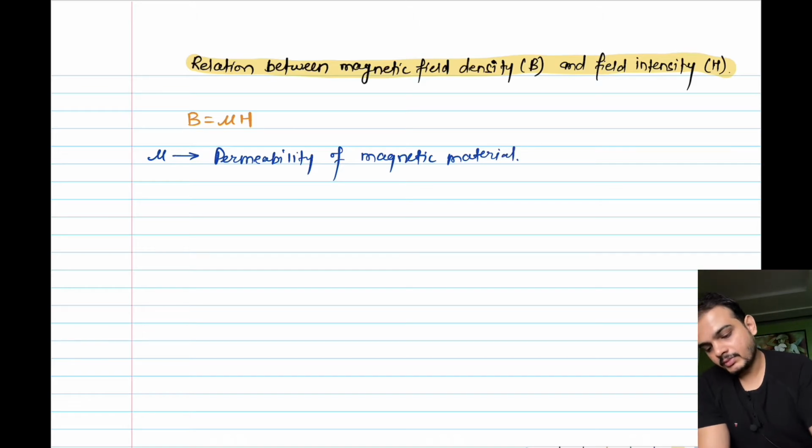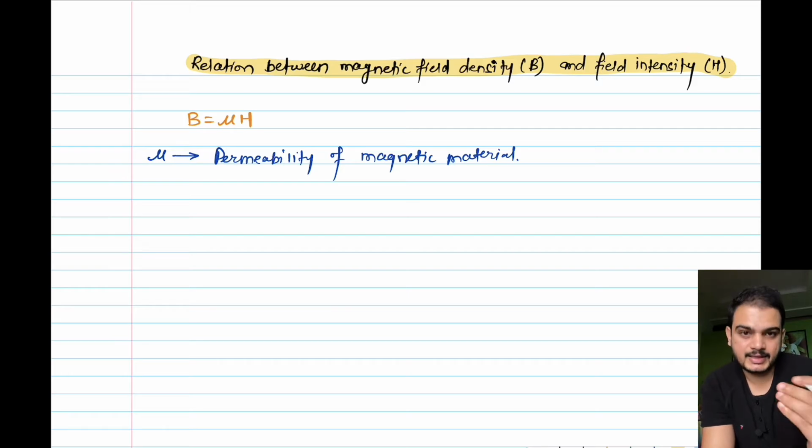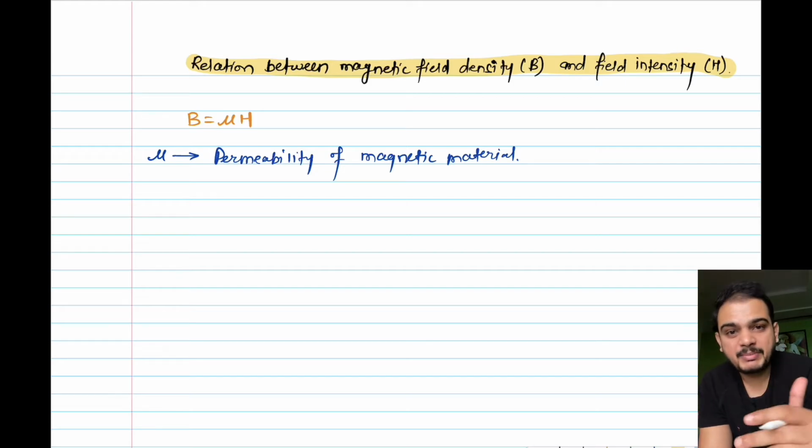Now, what does permeability mean? It is a permission to the flux lines. The meaning of permeability is nothing but a permission to the magnetic flux lines. The more the permission, the more will be the permeability. The lesser the permission, the lesser will be the permeability.